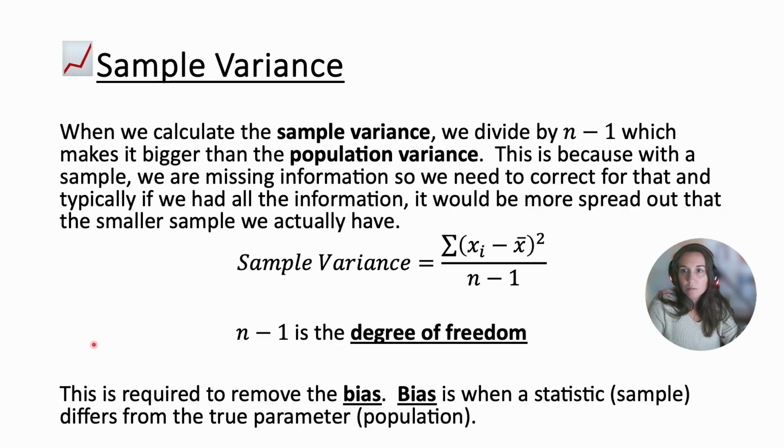And so really at the end of the day, we do this because we need to remove bias. Bias is when a statistic representative of a sample differs from the true parameter that represents the population. So think of this n-1, this degree of freedom, like a little safety net, since our sample doesn't actually capture all of the variation of the population. Think of how variable a population can be. Dividing by one less keeps our estimate from being too small. So it removes that bias.